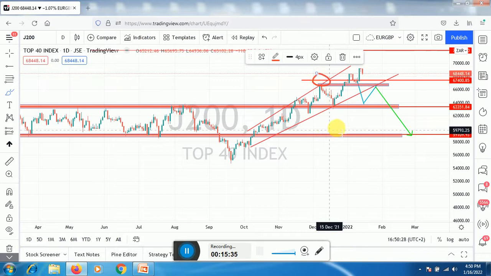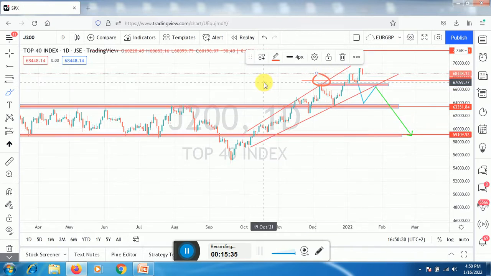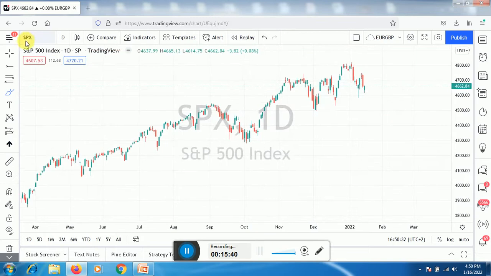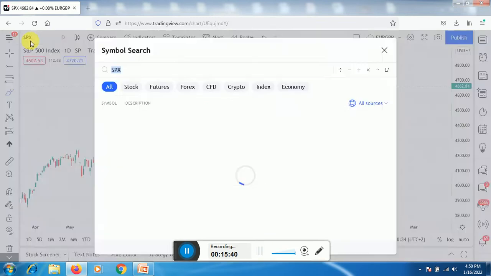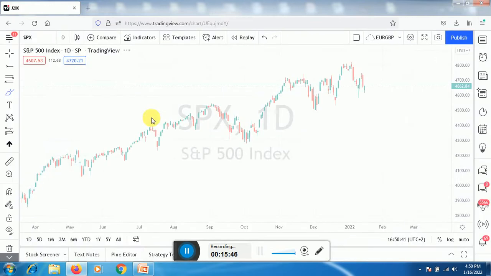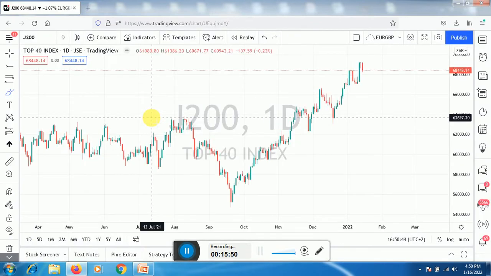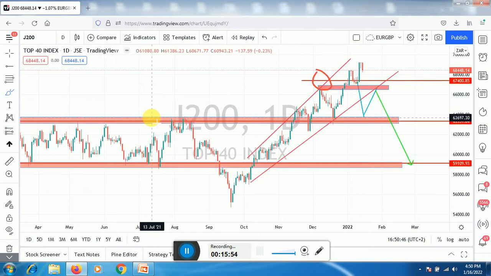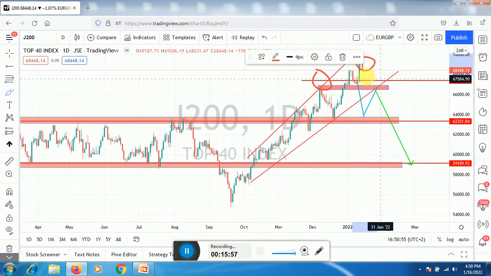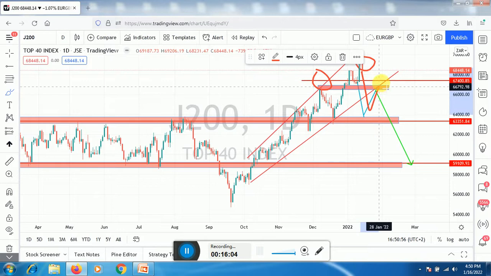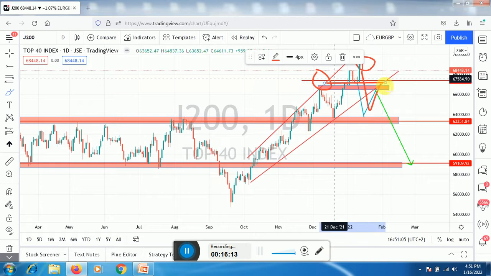And then J200. Okay, then this is the left shoulder right here, and then this is the head, and then price will eventually move lower, and then it will come back right here to create the second leg of the head and shoulder, and then price might actually move lower.